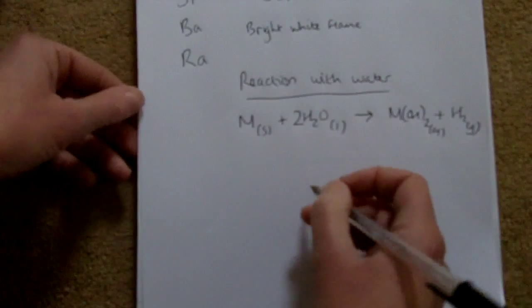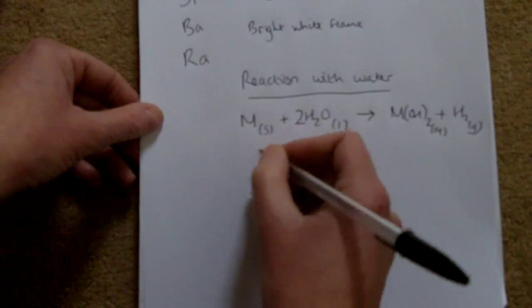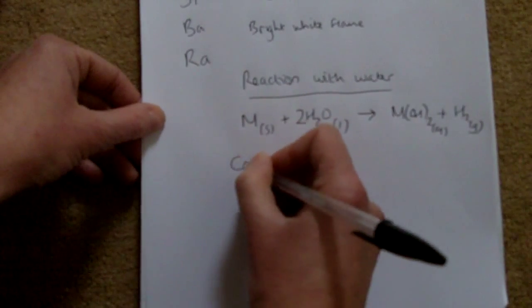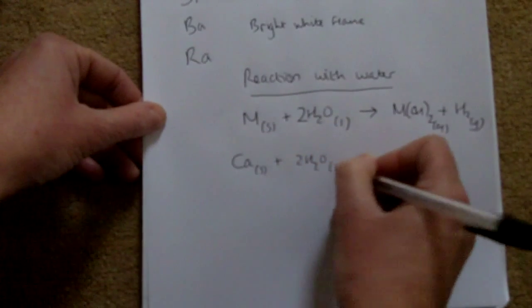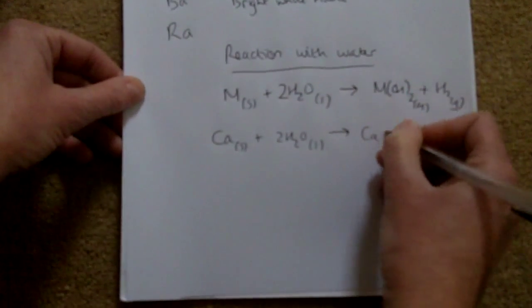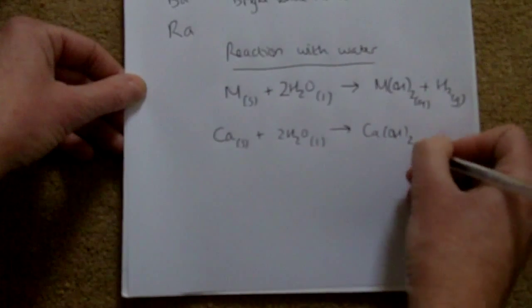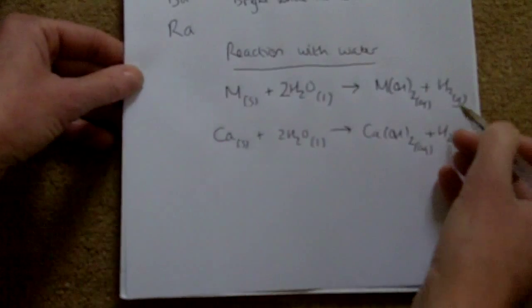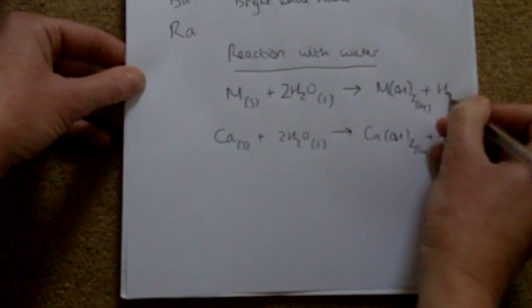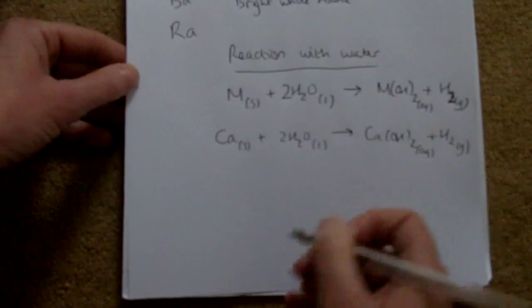Okay, let's give a specific example. Let's go calcium plus 2 waters gives calcium hydroxide, aqueous, plus hydrogen gas. Hydrogen goes around in 2s, it's a diatomic molecule.